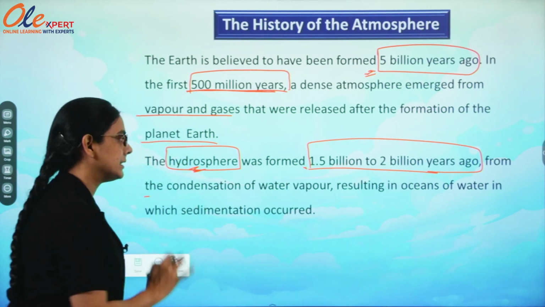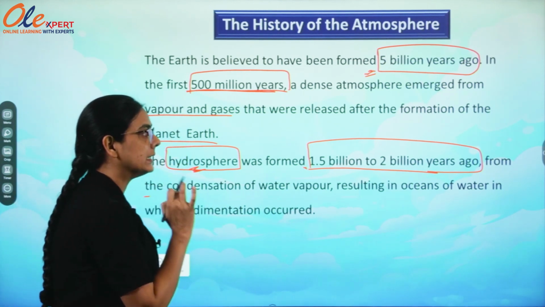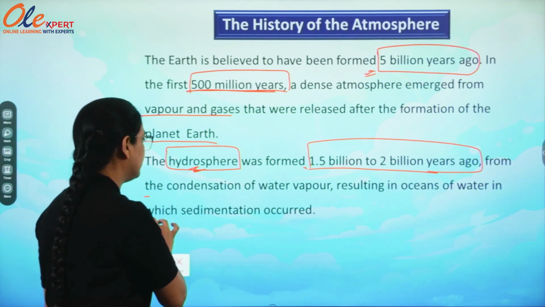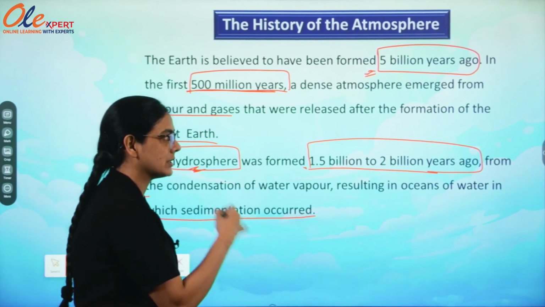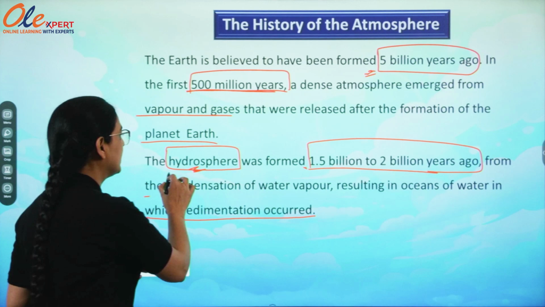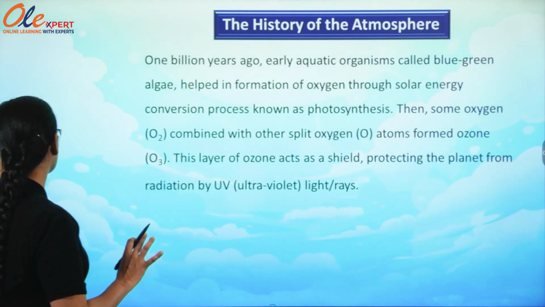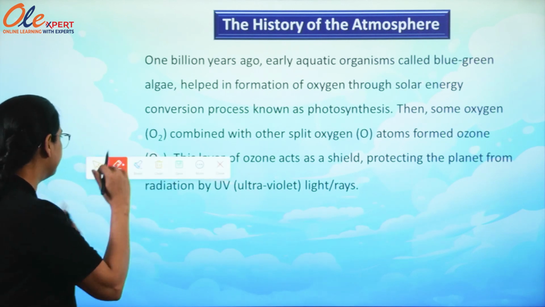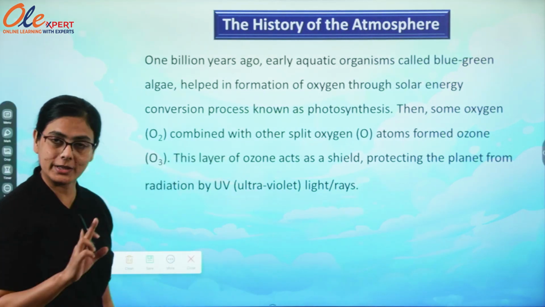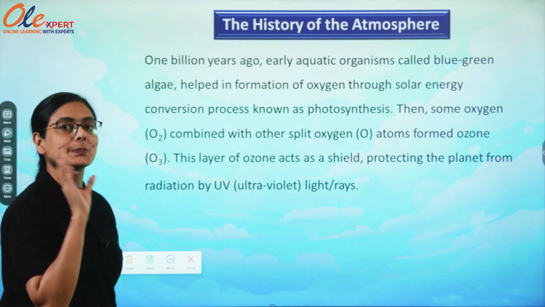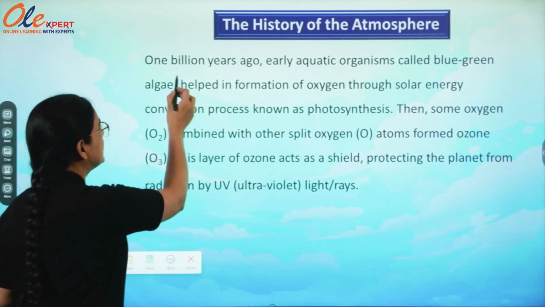The condensation of water vapor resulted in oceans of water in which sedimentation occurred. So this was the process through which the hydrosphere was formed. Now coming to the atmosphere: the first sphere of the Earth was the hydrosphere, and the next one is the atmosphere.